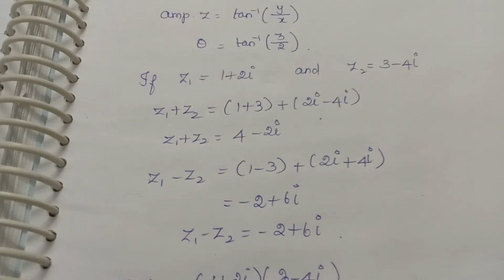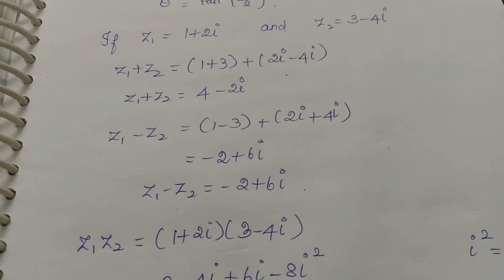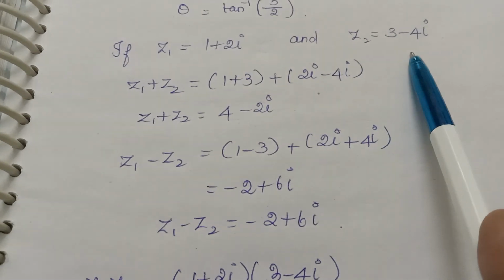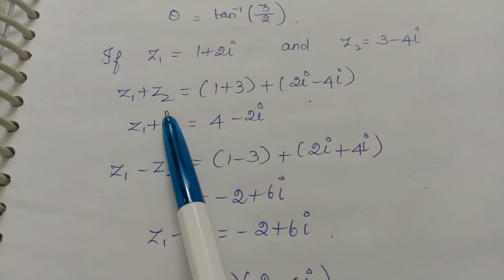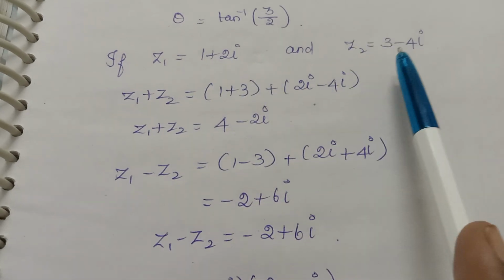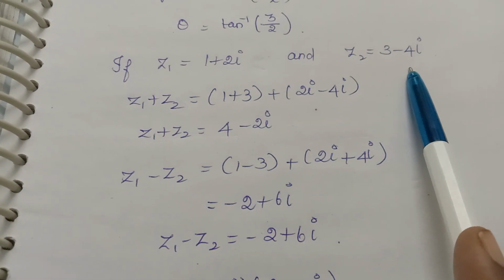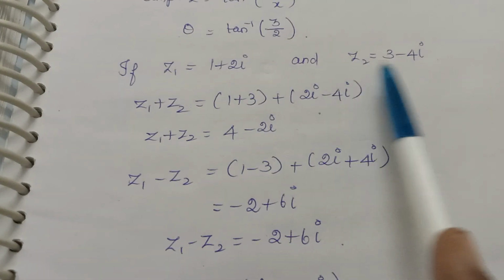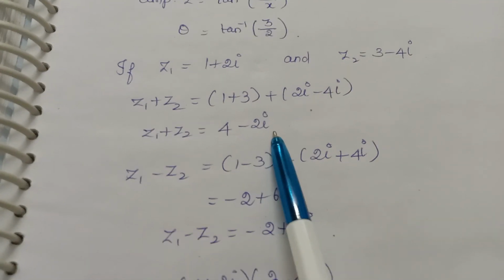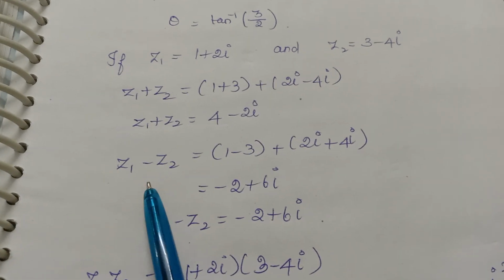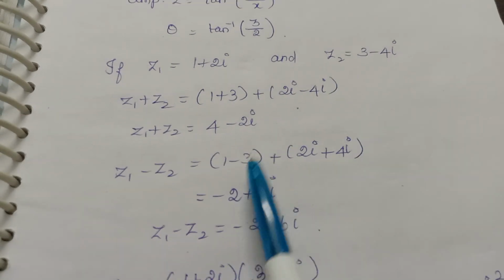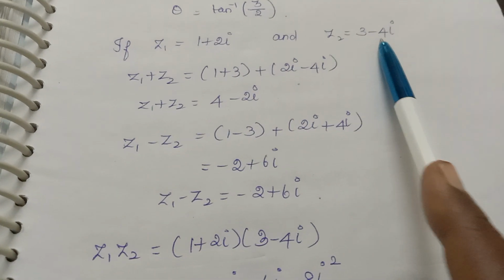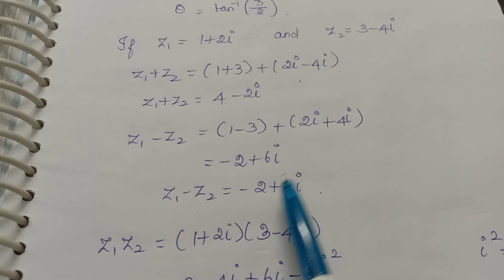Now let's see how to add, subtract and multiply the given two complex numbers. Suppose z1 equal to 1 plus 2i and z2 equal to 3 minus 4i. For adding two complex numbers, you have to add real part with real part and imaginary part with imaginary part. So 1 plus 3, plus 2i minus 4i, so 4 minus 2i. Similarly for subtraction also the same thing. Real part minus real part, 1 minus 3, plus 2i minus 4i, so it will be plus 4i. So minus 2 plus 6i.